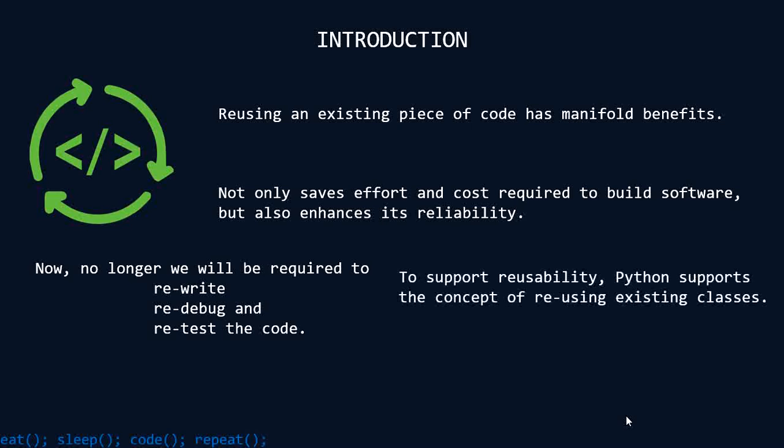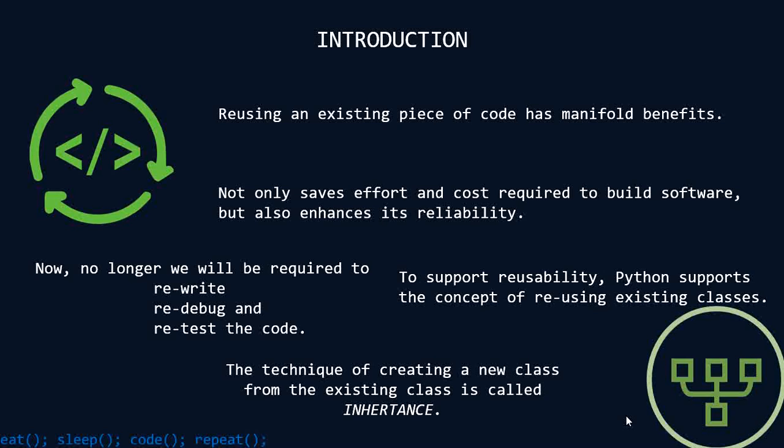So let's suppose reusability: we're going to use the same particular class in different classes, and Python supports the concept of reusing existing classes. Whatever existing classes we have pre-coded, we're now going to use in the same code. The technique of creating a new class from an existing class is called inheritance.